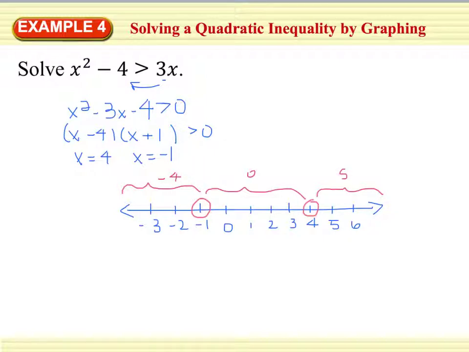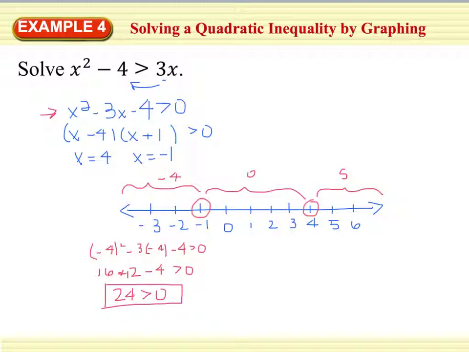When I plug those test points into my equation right here, I end up with negative 4 squared minus 3 times negative 4 minus 4, and this has to be greater than 0. So I end up with 16 plus 12 minus 4 is greater than 0. 16 plus 12 is 28, minus 4 gives me 24 is greater than 0. I'm going to check and make sure that that is correct, which it is. So I know that this right here is going to be one of the intervals for my solutions.